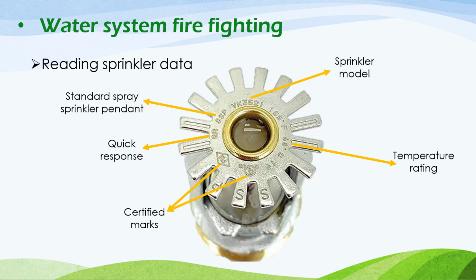And finally, those letters VK3521 refer to the model of the sprinkler, so this is the manufacturing company's model.